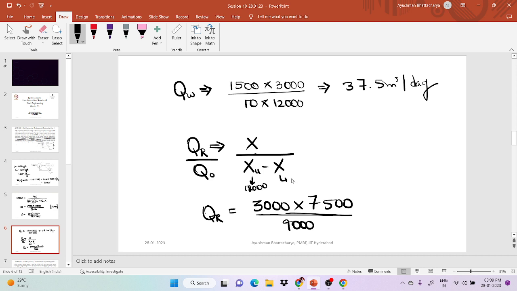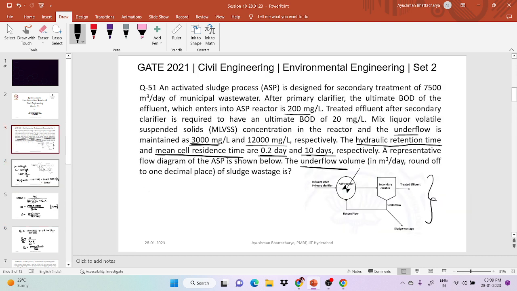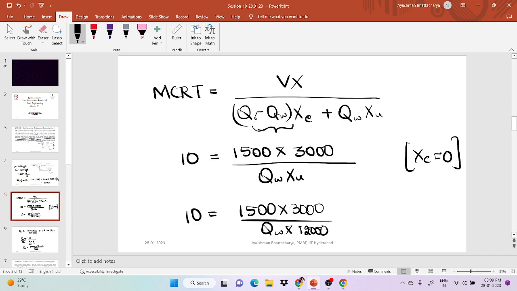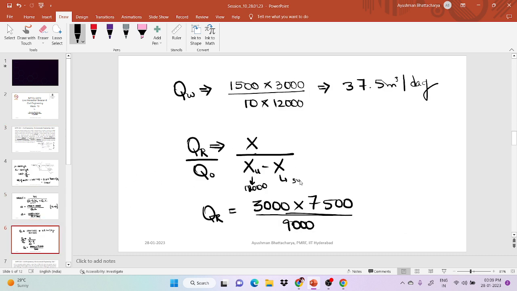This is 3000. Okay. So if you solve it, you will get 9000. So then QR will come out to be 2500 meter cube per day.